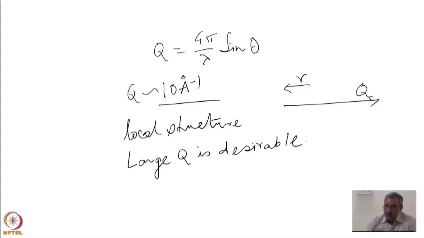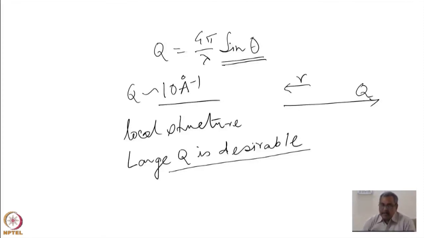But how do I go to large Q? The reason is that I am looking at local structure at smaller r values. Also, if I want to do a direct Fourier transform from Q space to R space, I need to go to large Q values. Now, how do I go to large Q values? One is by increasing theta, so my angular range has to increase.